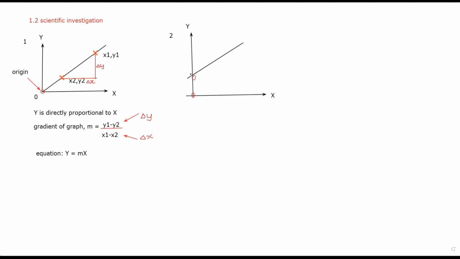This one is not going through the 0. When it is not going through the 0, we call it y is linearly proportional to x. Linearly means it is a straight line, right? Linearly proportional does not go through 0. Directly proportional means it goes through the 0, this point.